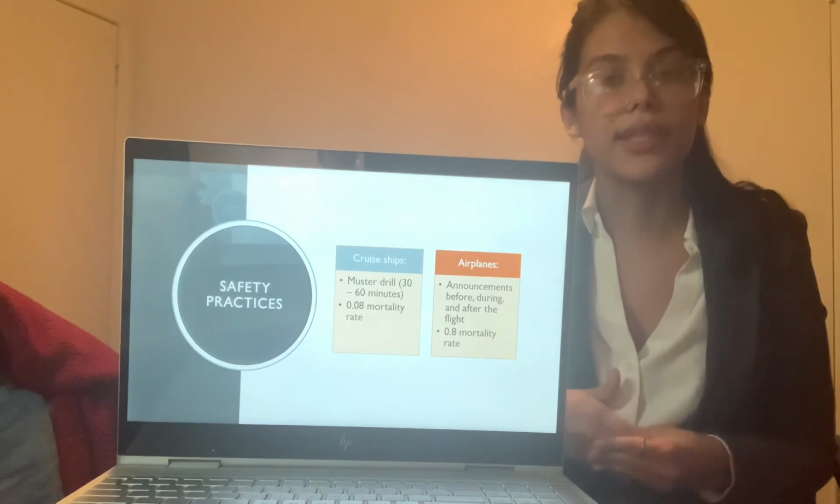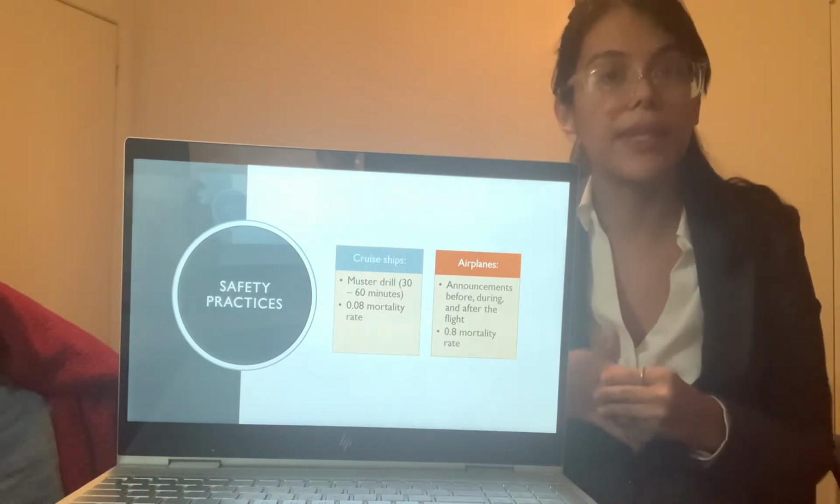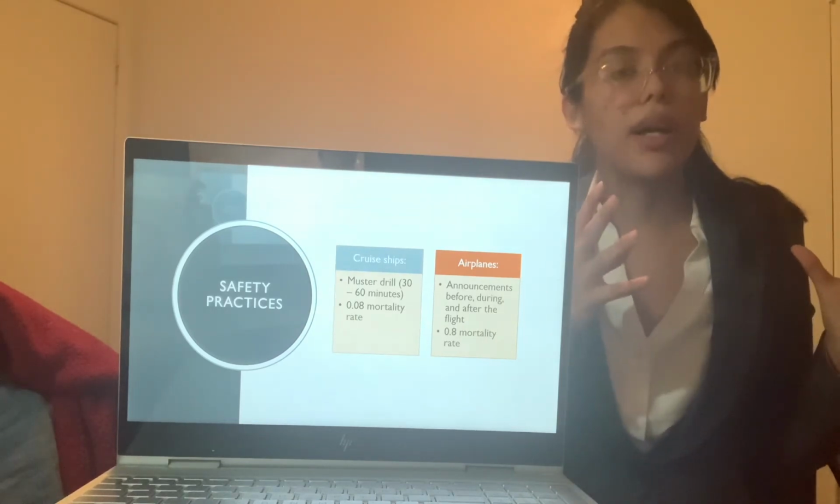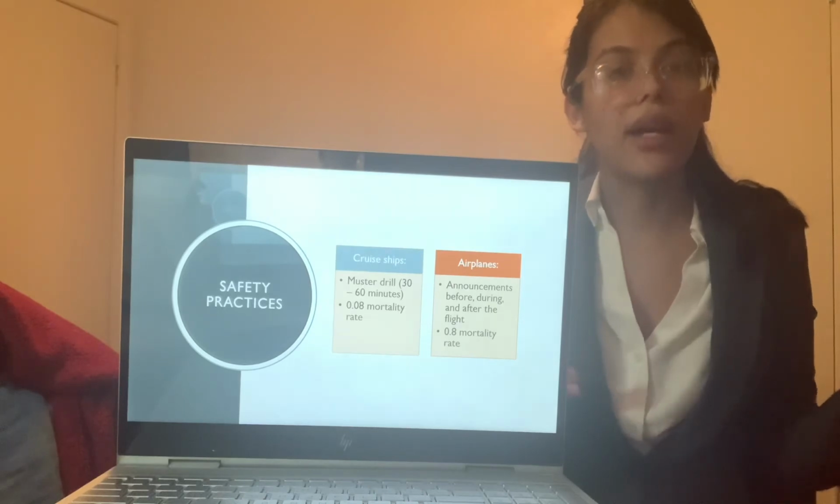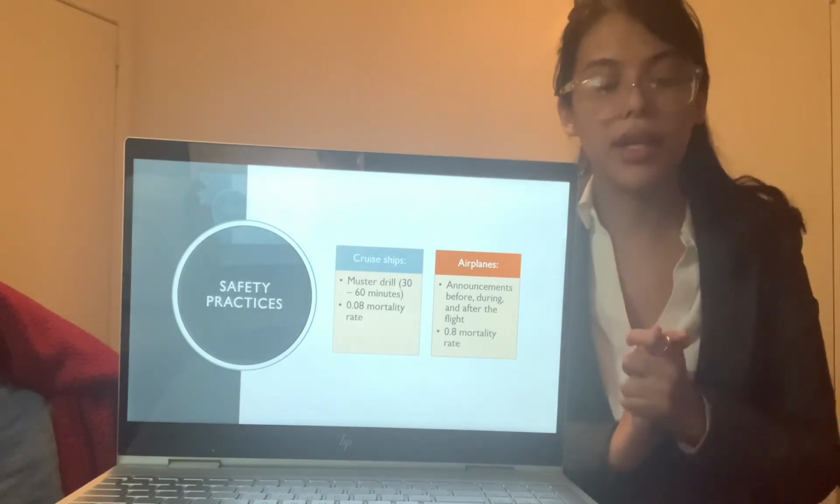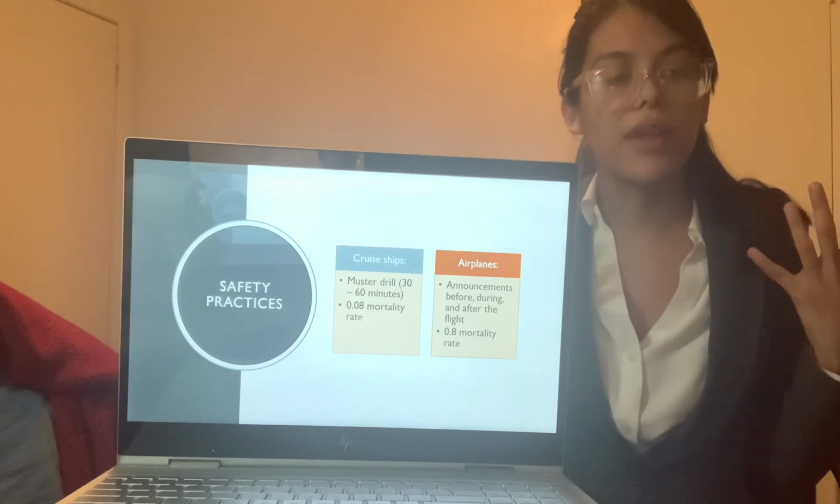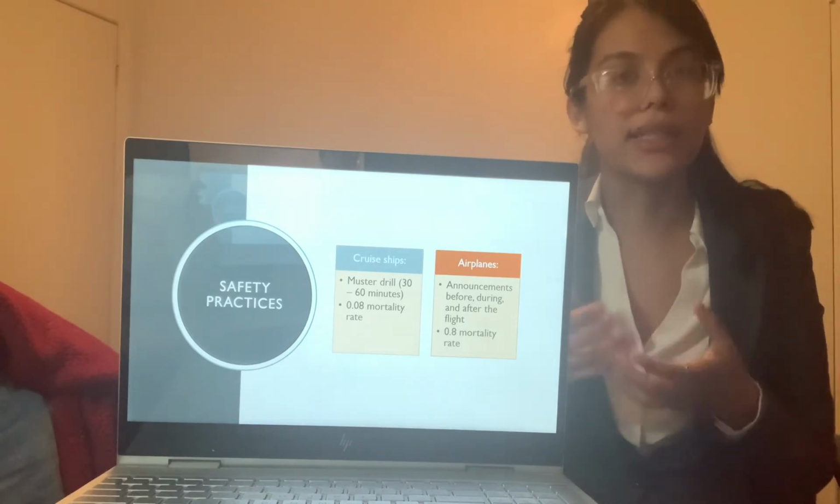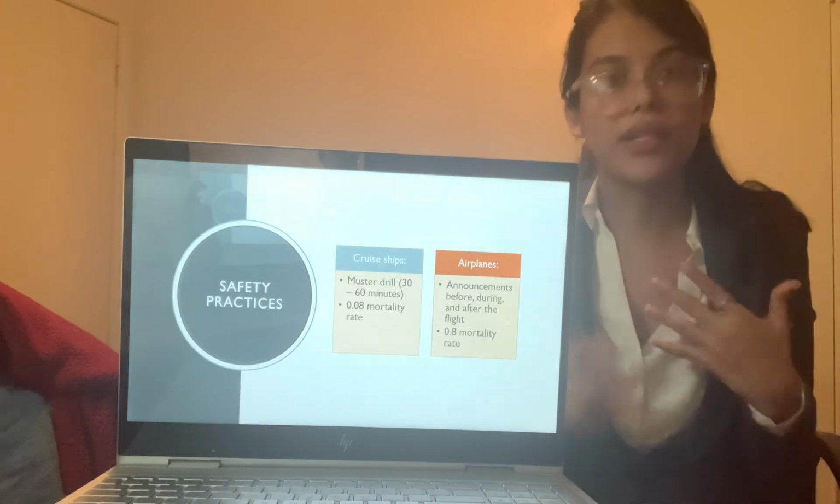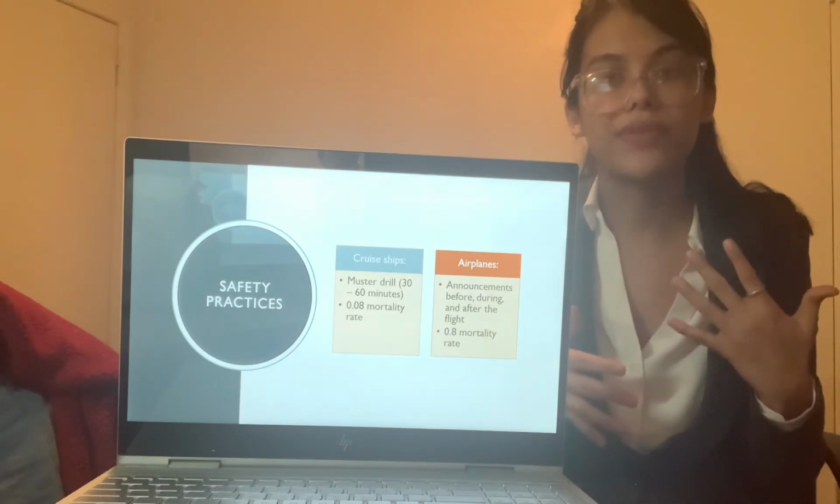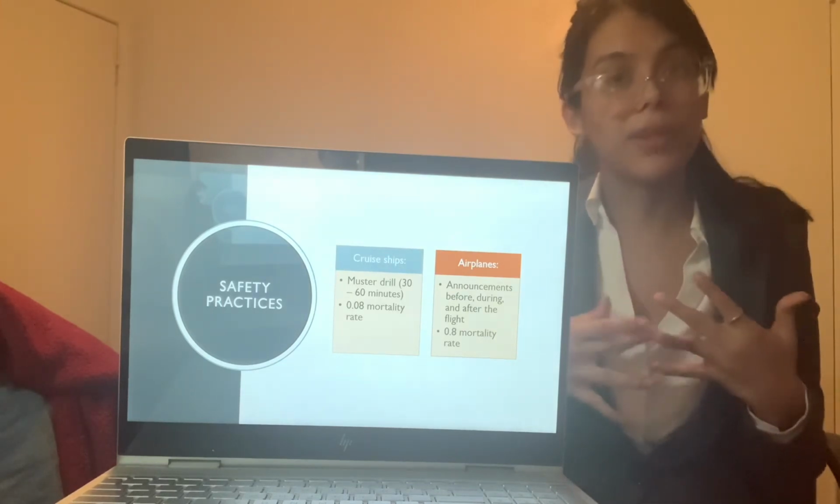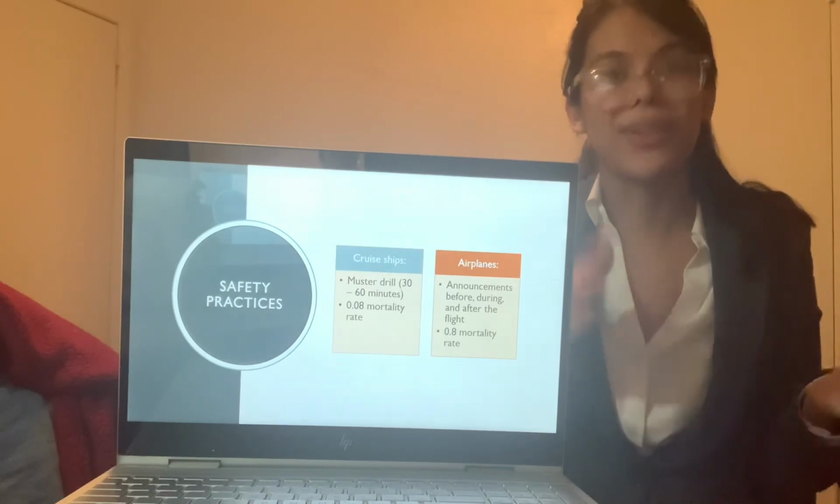The announcements in the beginning are typically in case of an emergency, like the position that you should take in case there's a crash, and then there's a special seat, an emergency exit that they discuss with the passengers, also in case of an emergency.